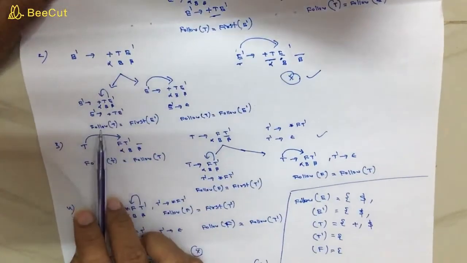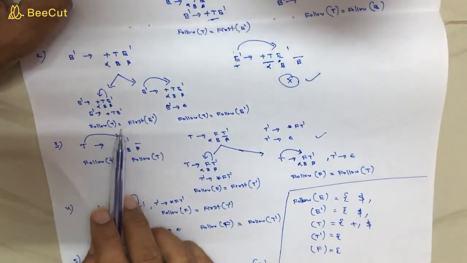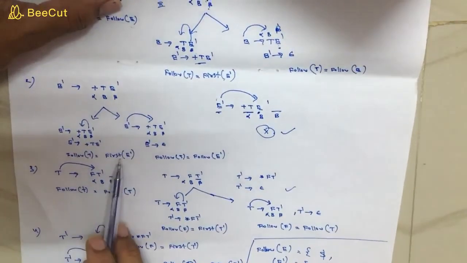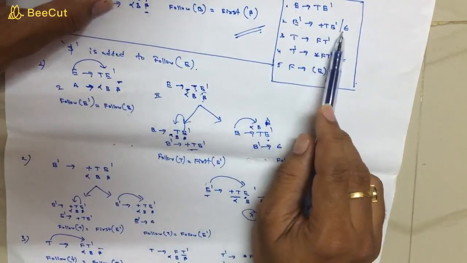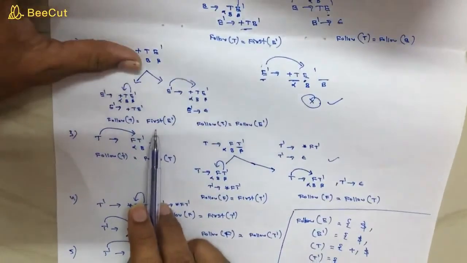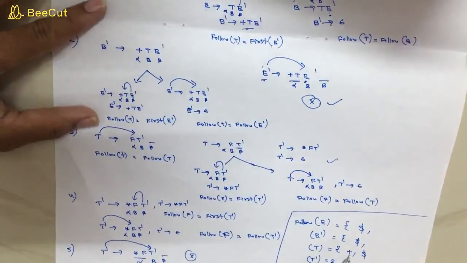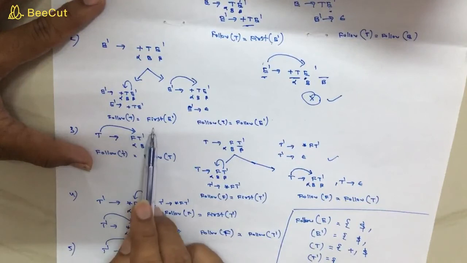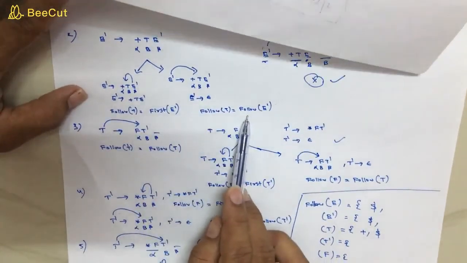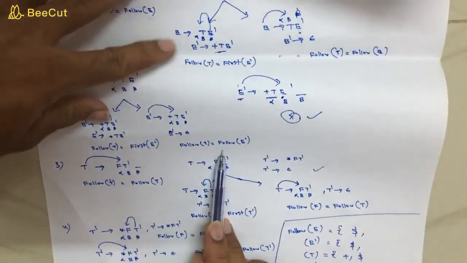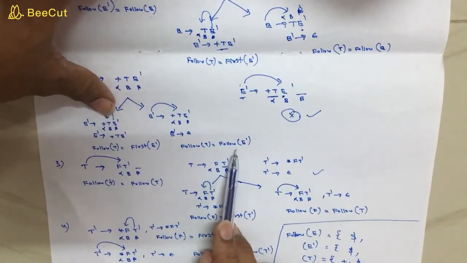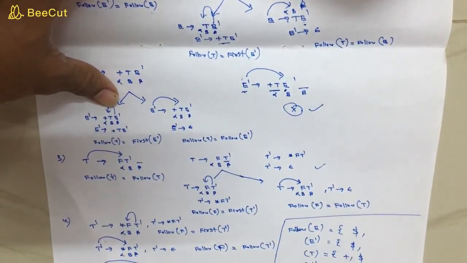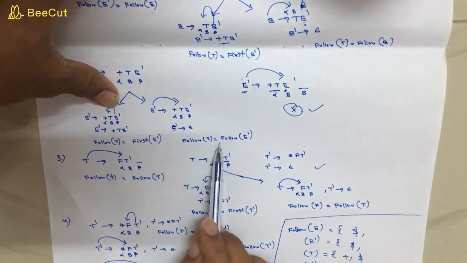E dash tends to, that is nothing but first of E dash is added to the follow of T symbols. So what is the first of E dash? First of E dash is nothing but plus comma epsilon. So this plus comma epsilon is added to the follow of T. Non-epsilon symbols we have to add, so plus is already added, so no need to be bothered. And we move to this production. Follow of E dash is added to the follow of T. Follow of E dash contains dollar. Dollar is added to the follow of T. Already T contains dollar, so this rule is also over.